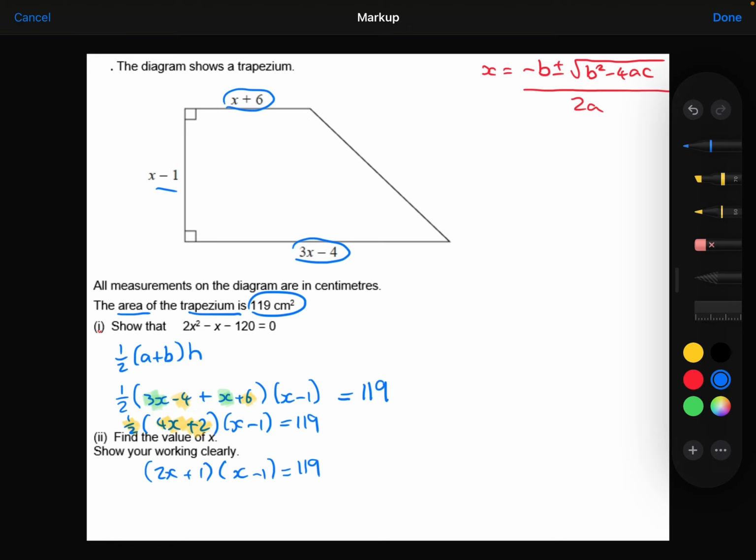I'm now going to expand these brackets. So 2x times x is 2x squared. The 2x times the minus 1 is minus 2x. The 1 times the x is x. And the 1 times the minus 1 is minus 1. Collecting up the like terms now, we've got the minus 2x plus the x, which is minus x.